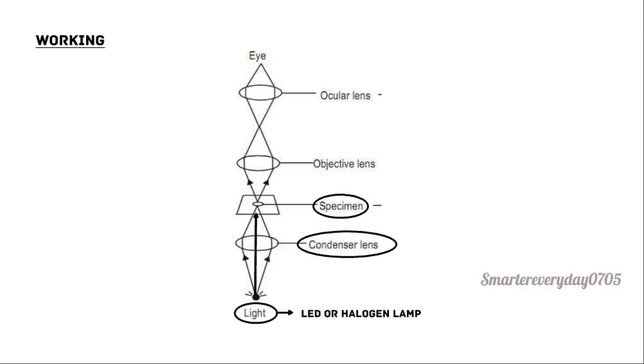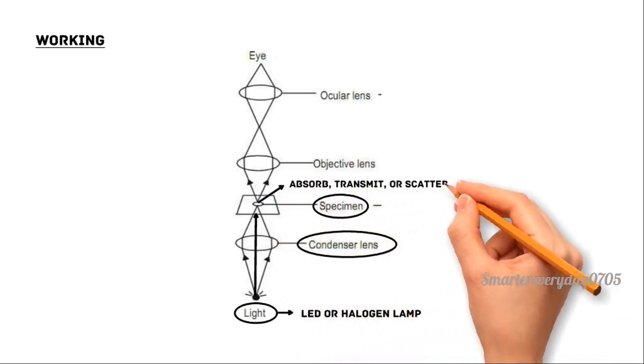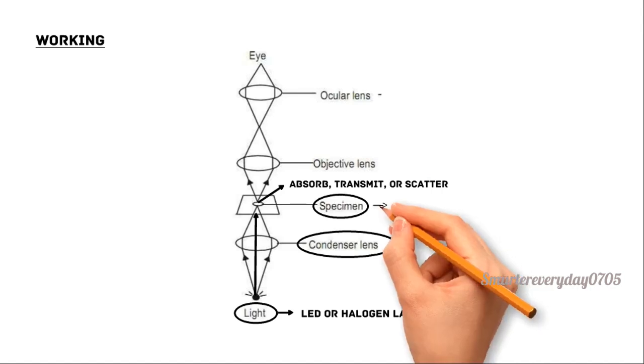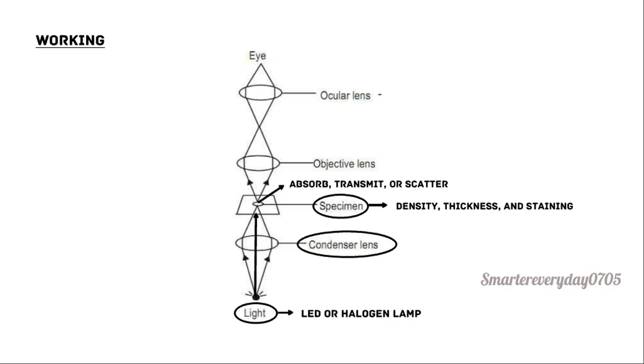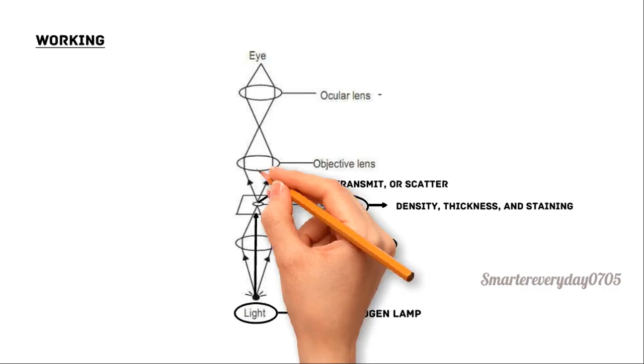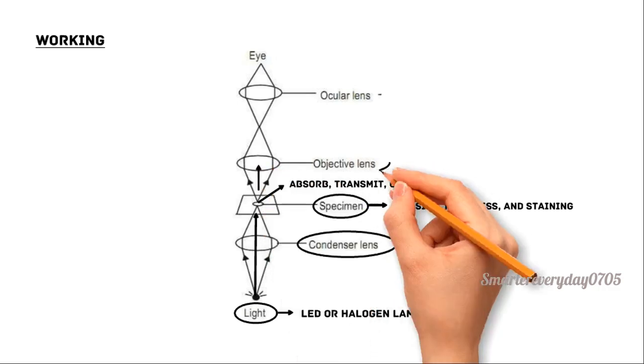As the light passes through the specimen, different parts of the specimen may absorb, transmit, or scatter the light depending on their density, thickness, and staining. The variation in light absorption and scattering creates contrast between different parts of the specimen. Stained specimens usually exhibit better contrast because the dyes increase the light absorption of certain structures, making them more visible against the bright background. After passing through the specimen, the light enters the objective lens.